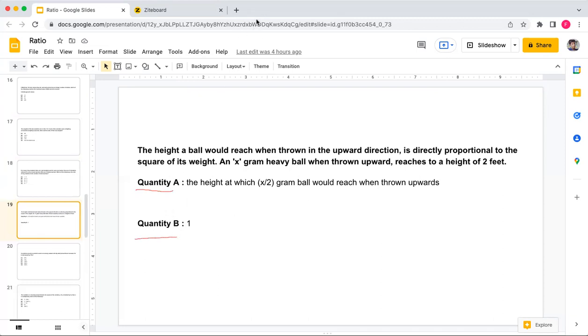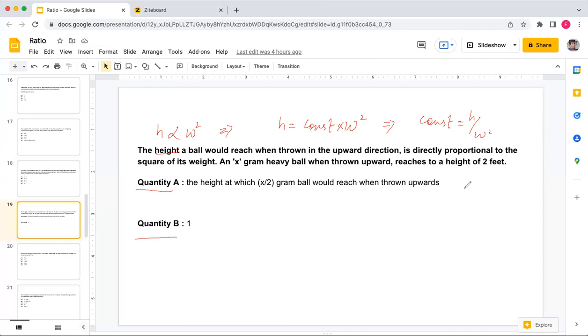Okay, so the question is saying that the height of a ball would reach when thrown in upward direction, let height be h, is directly proportional to the square of its weight. Let the weight be w square, right? So just open it, this will be h is equal to some constant into w square. And this constant is equal to h over w square, right? Okay, and x gram of heavy ball when thrown upward reaches a height of 2 feet.